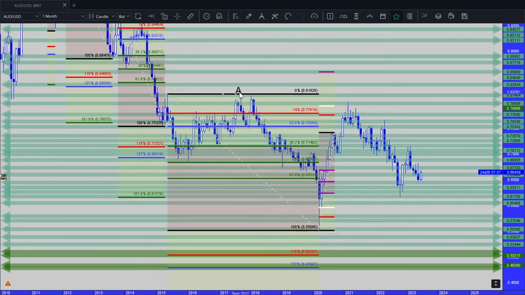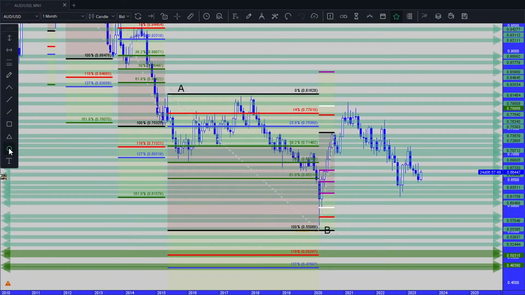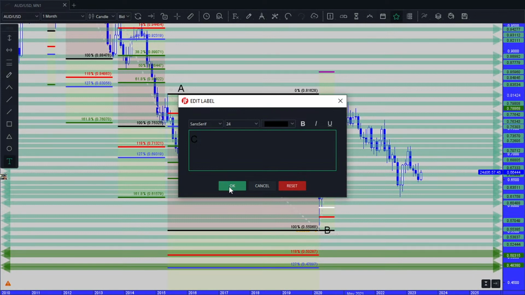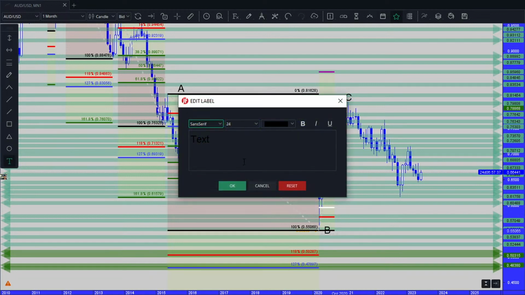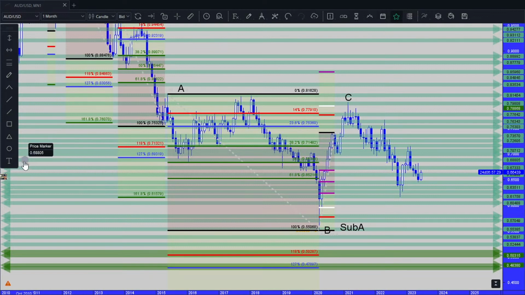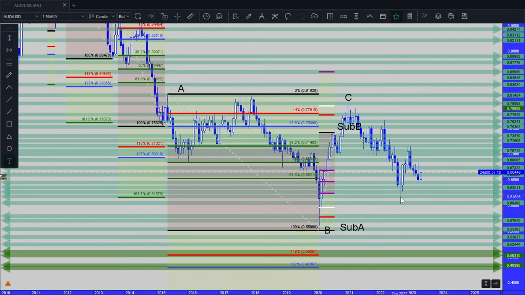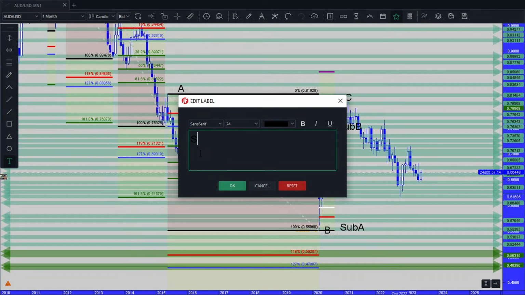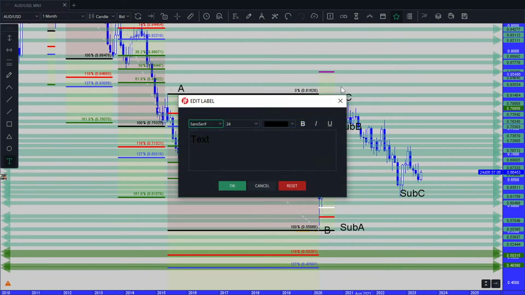Up in here, this is our A, this is our B of the original one, this is our C. And talking about the subs, this is our sub A down here, B equals the sub A, up in here is our sub B, down in here, lowest point inside this sub A boundary is our sub C, and finally up in here we have our projected sub D extension, right?